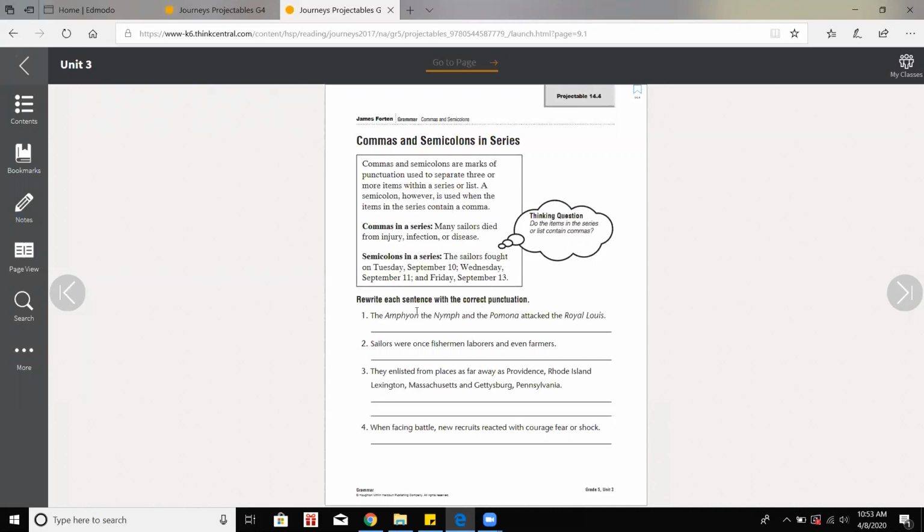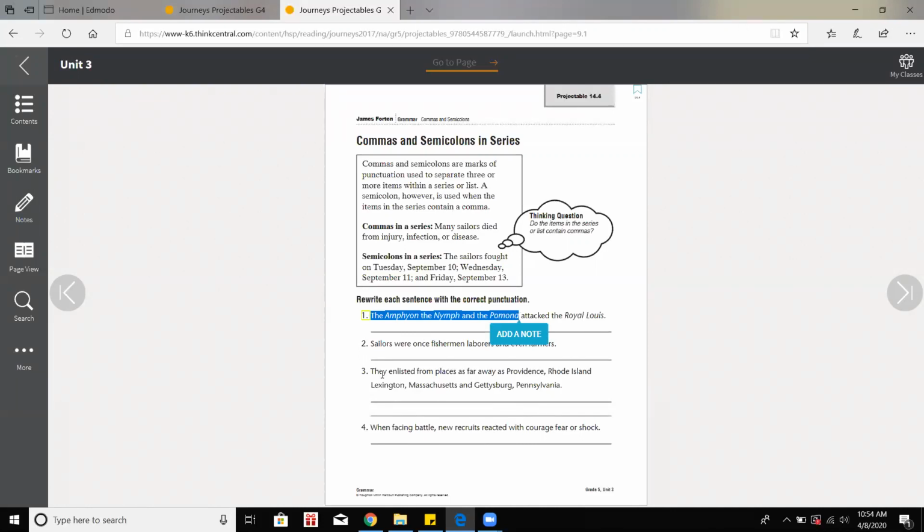Here you have some items. If you have a piece of paper, you can answer, or you can do it mentally. You have encountered these items also in the online quiz which we gave in Edmodo. Number one: the Amphion, the Nymph, and the Pomona attack the Royal Louis. Here you have a set of ships. Where do you place the commas in this particular list or series?